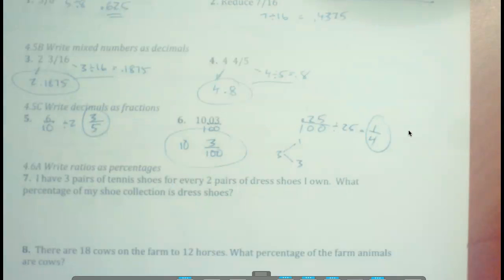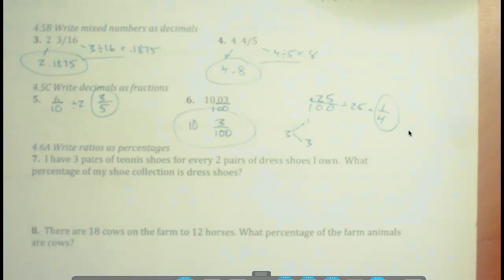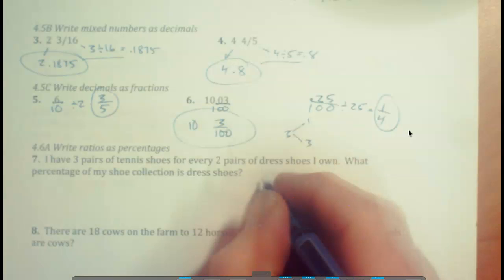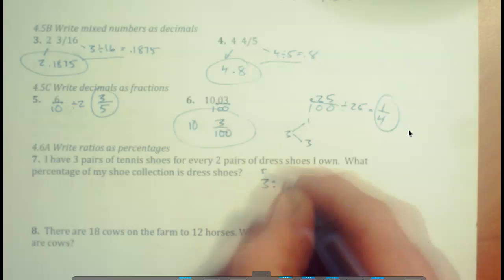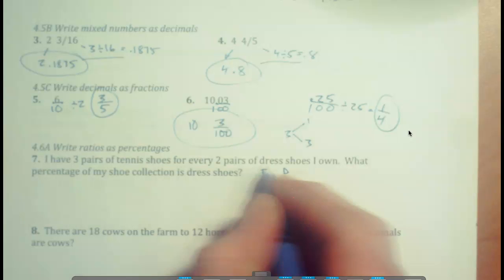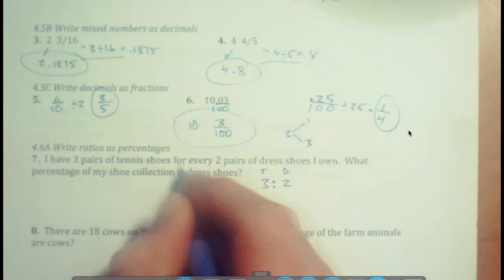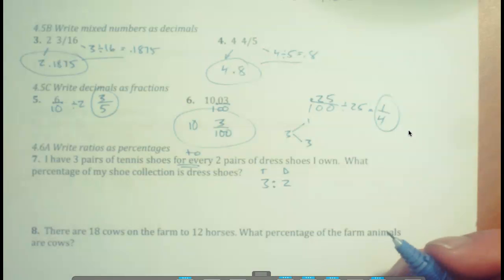All right, here's 4.6a, ratios as percentages. I have 3 pairs of tennis shoes for every 2 pairs of dress shoes. This is a ratio. These words, for every, 2 for every, represent a ratio. What percentage of my shoe collection is dress shoes?